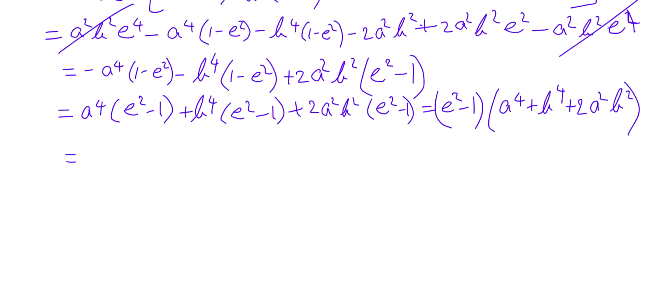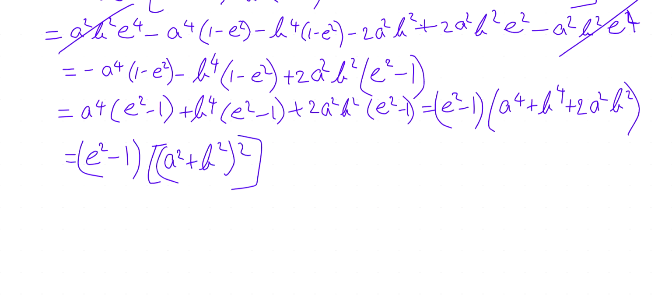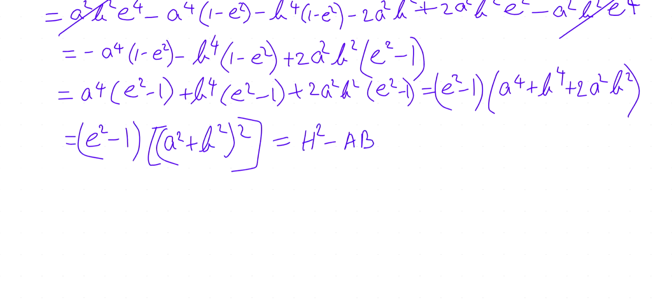After this, taking E square minus 1 common, so now the inside quantity can be written as A square plus B square whole square. And this is equivalent to h square minus ab. So now come to the conclusion.